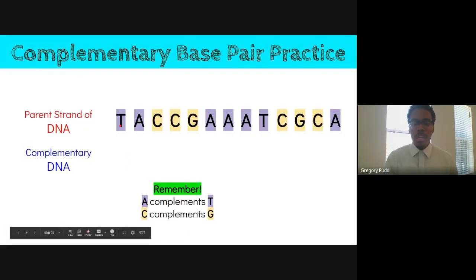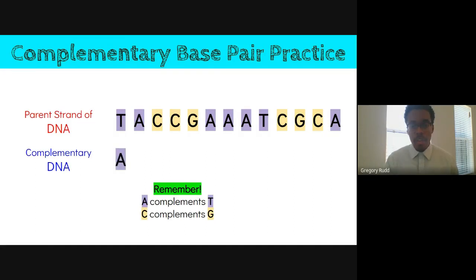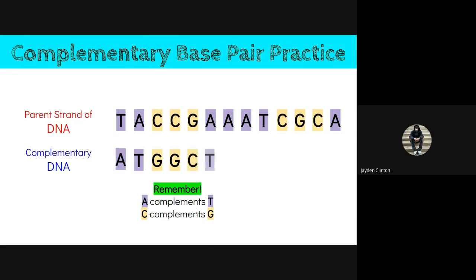What this looks like, if there's a T, then I need to put an A there. If there's an A, then I need to put a T there. What should I put if there's a C? What should I put to complement C? G. G, yep. Then what? G. Yep. C. Then T. A. G. C. G. T.